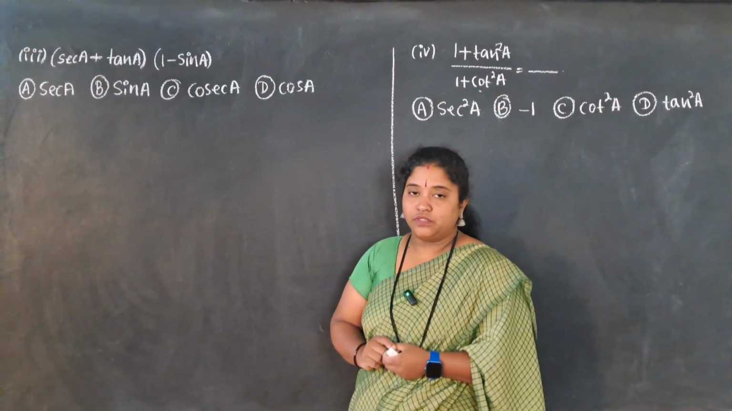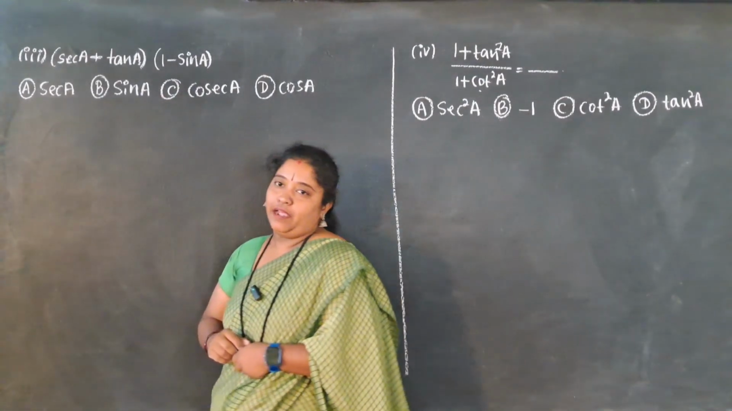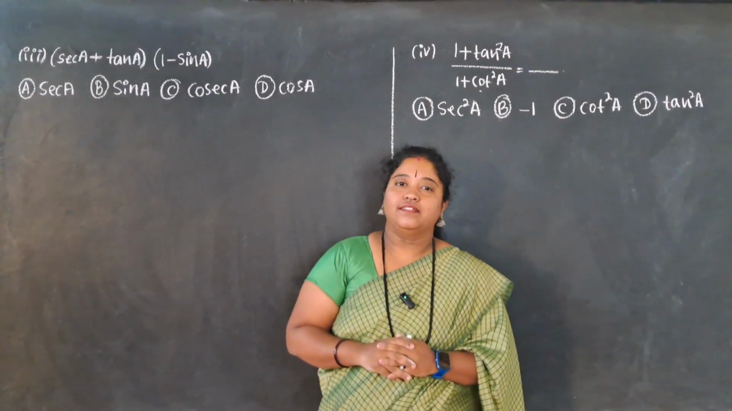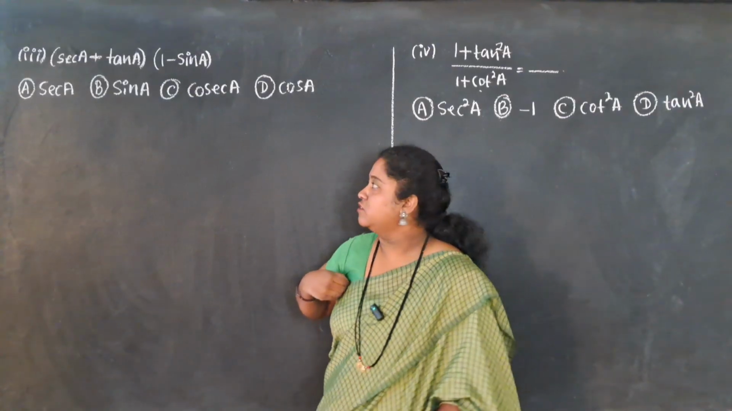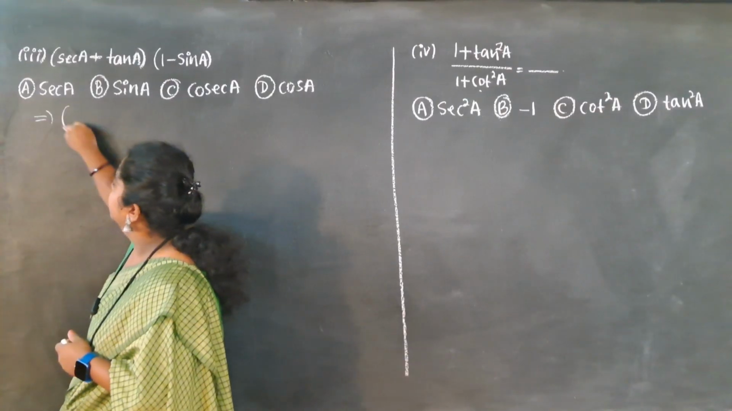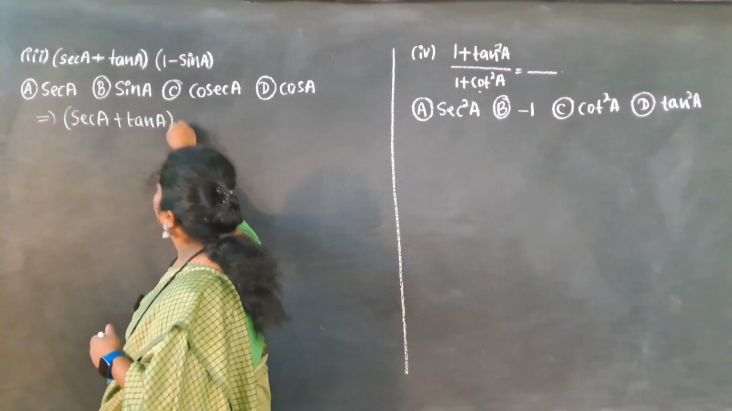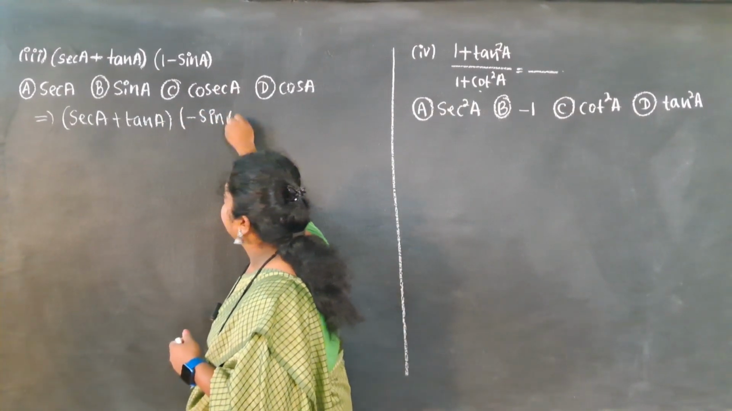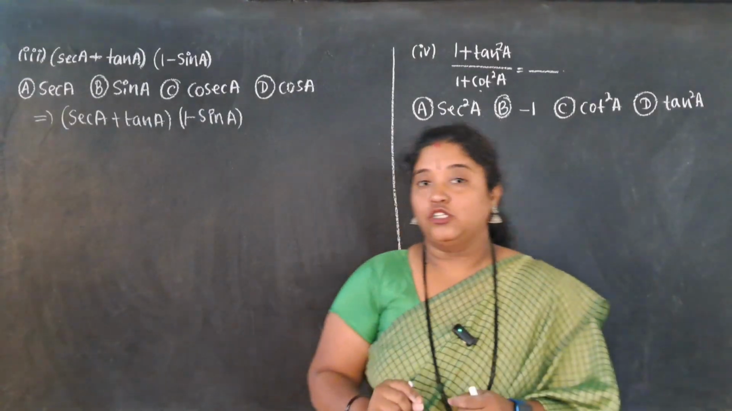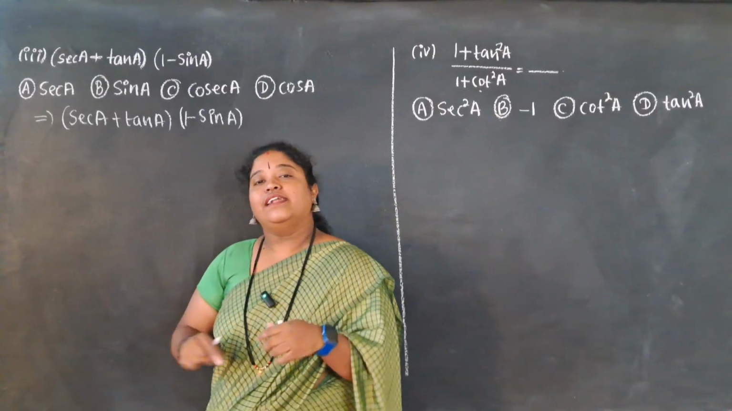Next, the third question is choose the correct option. Third question is sec A plus tan A into 1 minus sin A. We have to simplify it step by step, dear. Otherwise, you will not get the answer, and in between you will get confused. So practice it a lot. Now the question is, dears, sec A plus tan A into 1 minus sin A. And I told you, write all complex trigonometric ratios in terms of simple trigonometric ratios. By doing that you will get the answer very quickly.